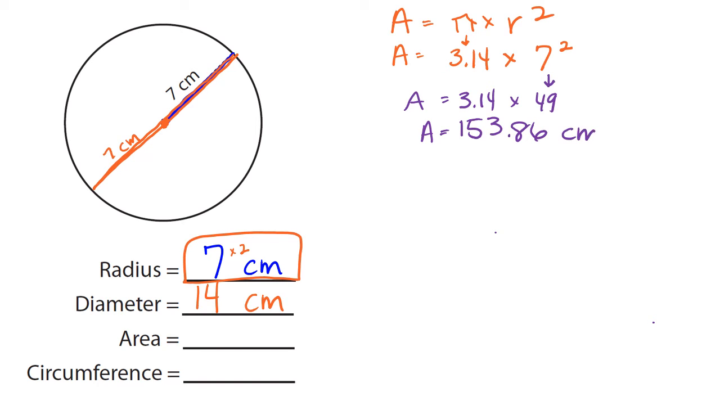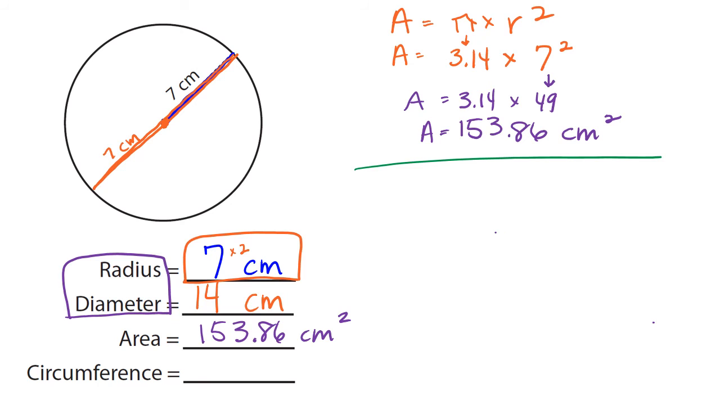153.86 centimeters squared. And so by following just some simple steps here, focusing first on radius and diameter, if you can get those two parts first, you're going to be in great shape. And so let's go ahead and fill in our area here. Nice. We're so close to rocking this question here. So let's go ahead and figure out our circumference.